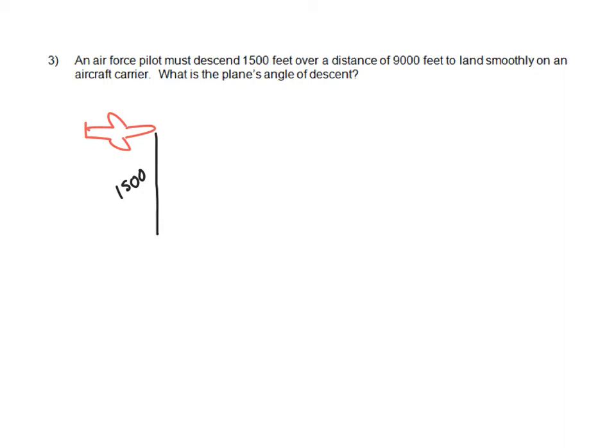It's got 9,000 feet to make this safe descent. So there's 9,000 feet. And then it's going to land on an aircraft carrier over here. So here's the plane's pathway. It's going to go from here all the way down. And we have to figure out what the plane's angle of descent is.